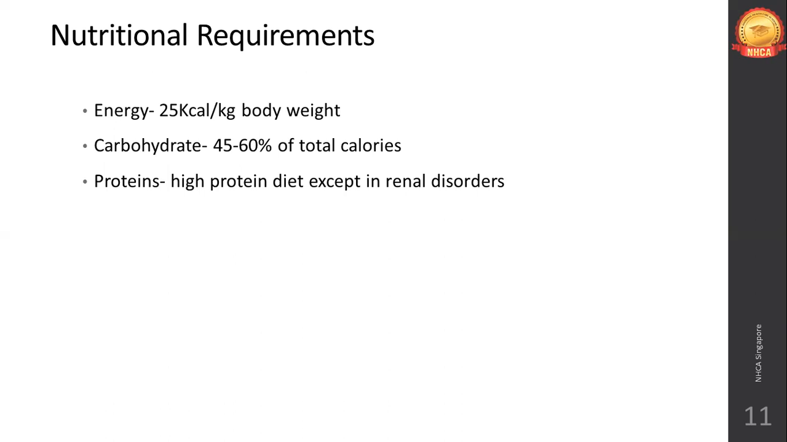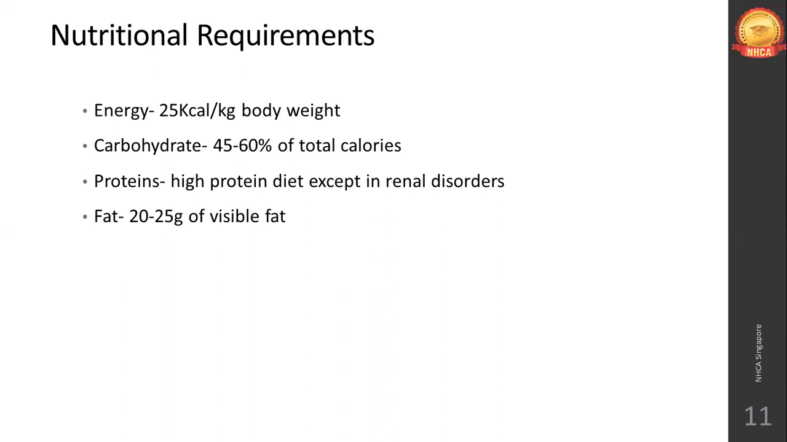Otherwise, a high protein diet is good for them, because a high protein diet mixed with a high fiber and high carbohydrate diet will make sure that the intestine takes its own time to metabolize the food and absorb it. Protein will not allow the carbohydrates to be easily absorbed into the intestine. Thus, it will prevent short-term spikes in blood glucose levels.